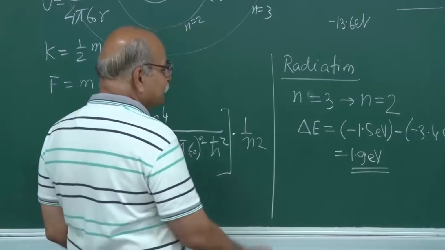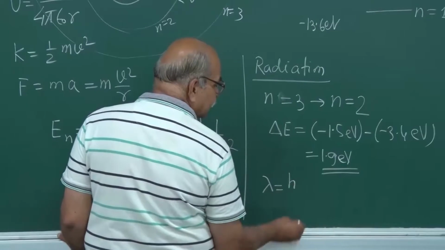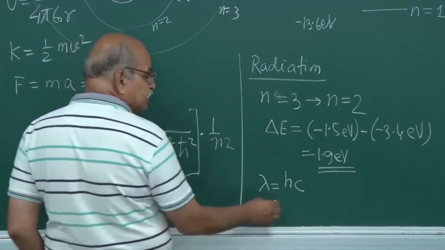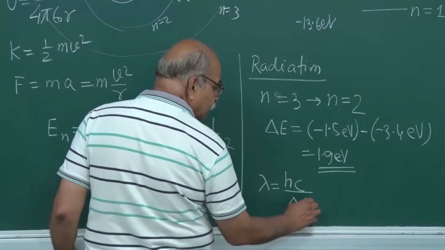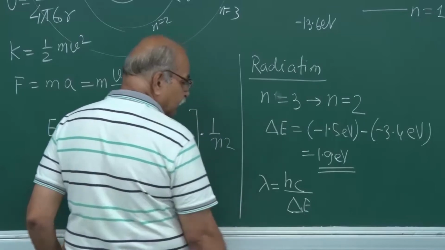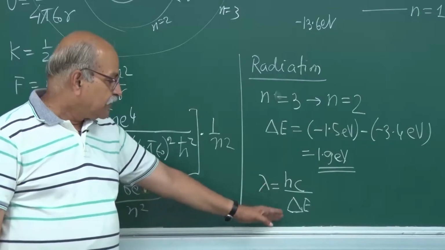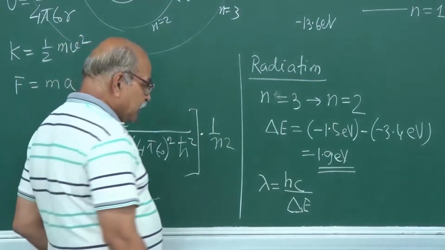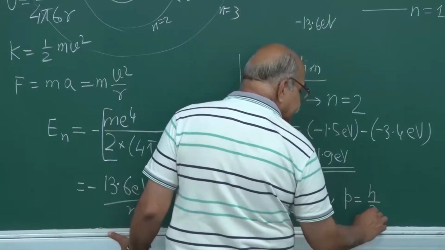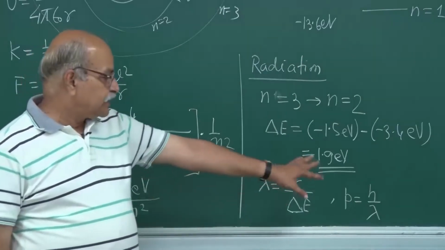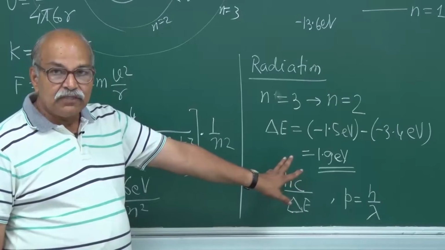And the relations are, the wavelength will be given as Planck's constant times the speed of light in free space or vacuum divided by the energy. All right. So this is the relation between energy and wavelength, and then for momentum, p equals h by lambda, or lambda is h by p. So these are the relations.